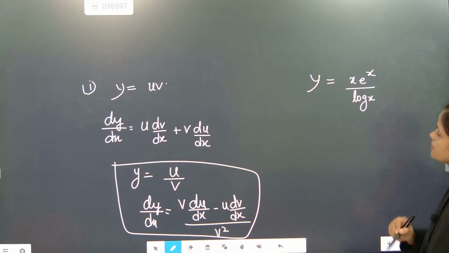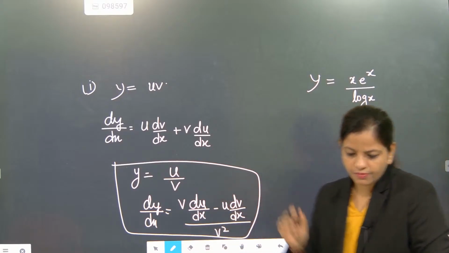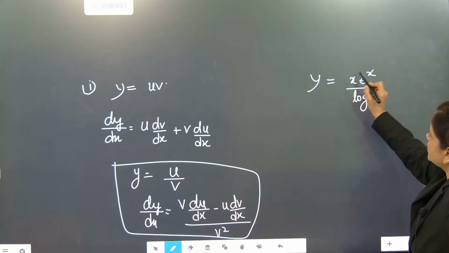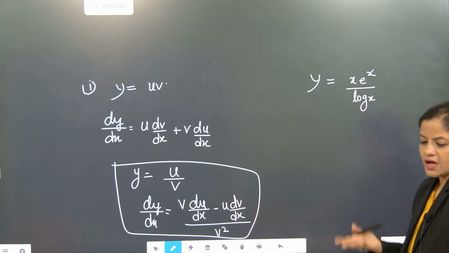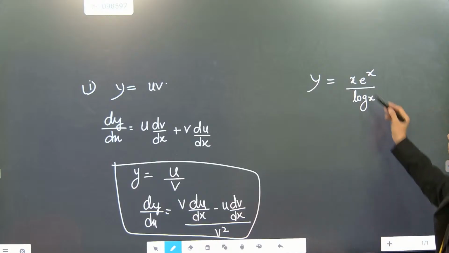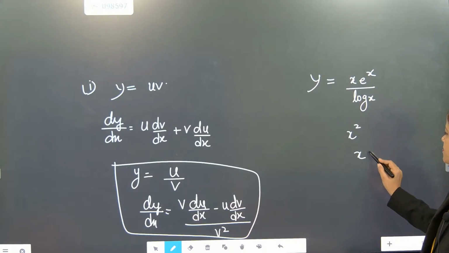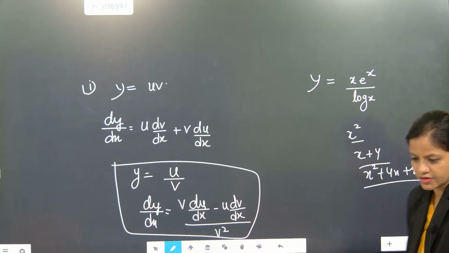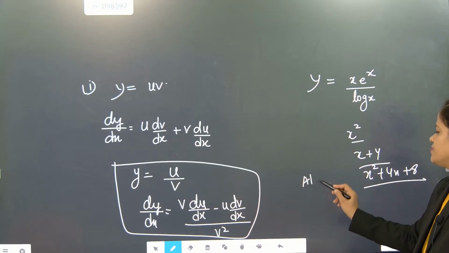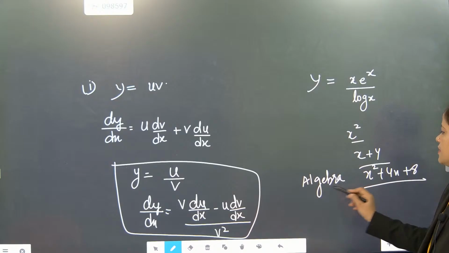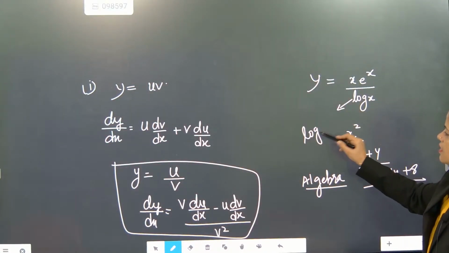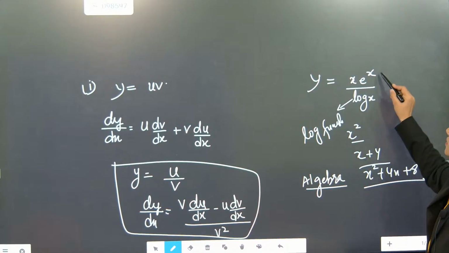Now look here, y is equal to x e to the power x by log x. Definitely this part is uv. Two functions are there. Hereafter, understand how functions are classified. When only x squared, or x plus 4, or x squared plus 4x plus 8, things like these are there, this is called an algebraic function. This comes under algebra. When log is there, this comes under logarithmic function. This is exponent.